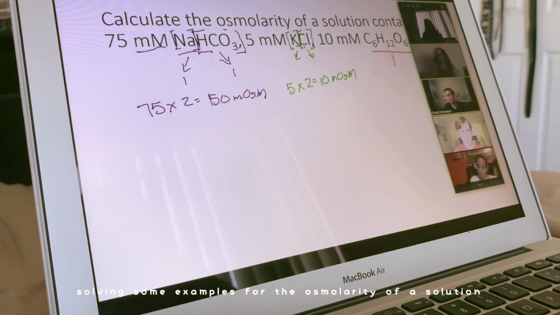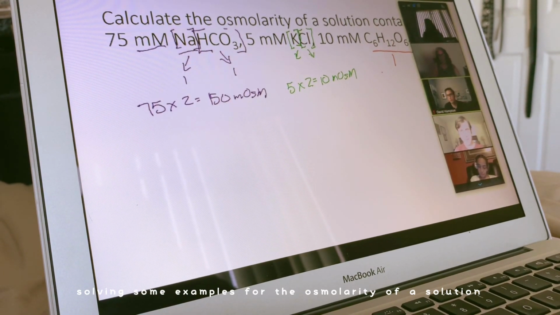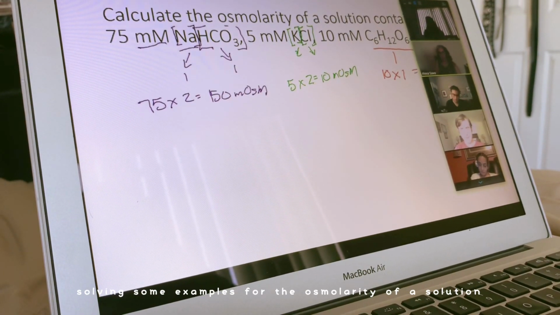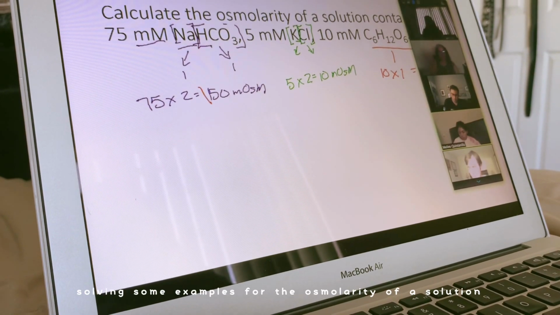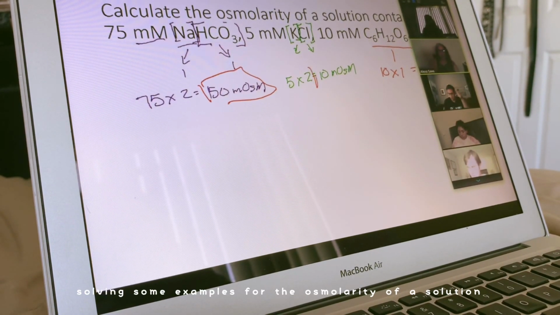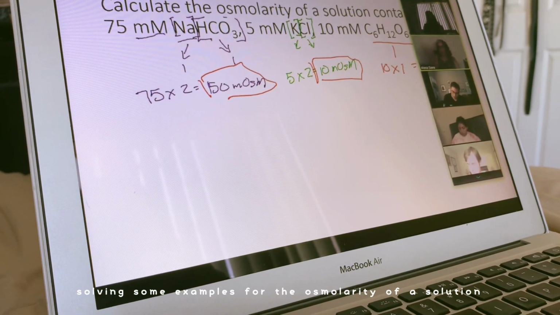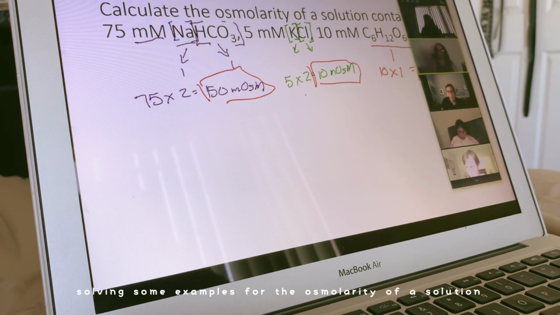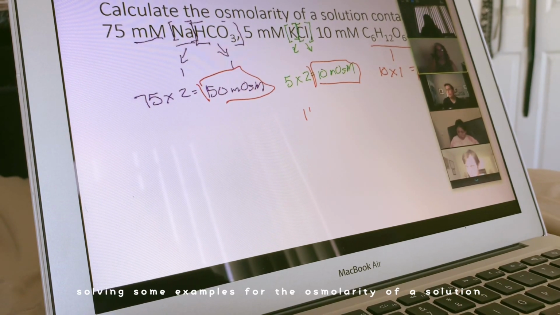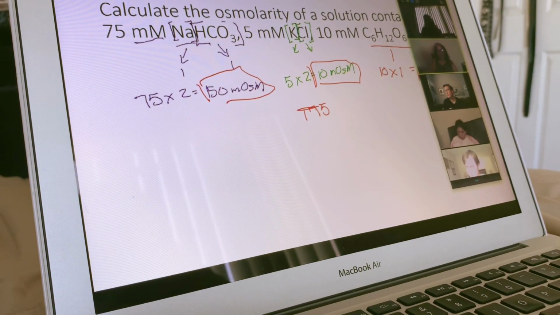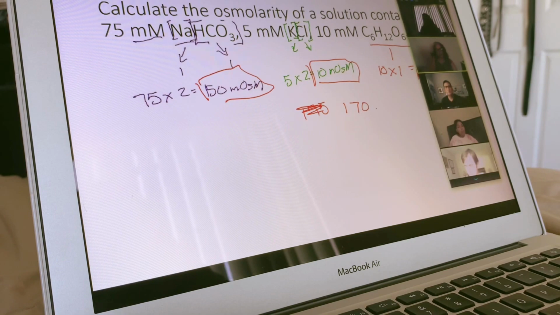Carbon turns over 4. It's just 1, so I do 10 times 1 is 10 milliosmoles. And now am I done? No, I have to take each one of these 3 numbers and add them up to get the total particle concentration of the solution. So I do 150 plus 10 plus 10, that should be 170. Oops, 170 milliosmoles.